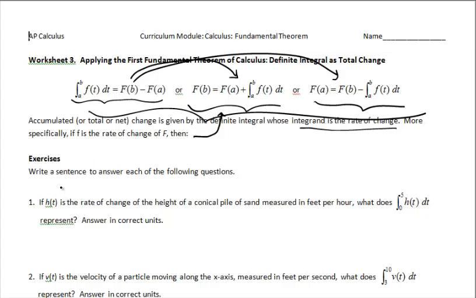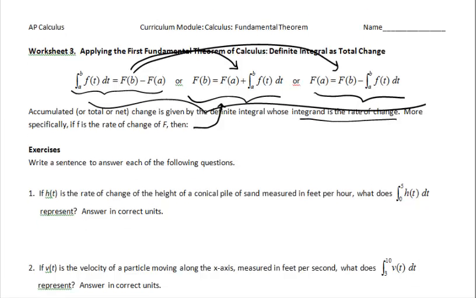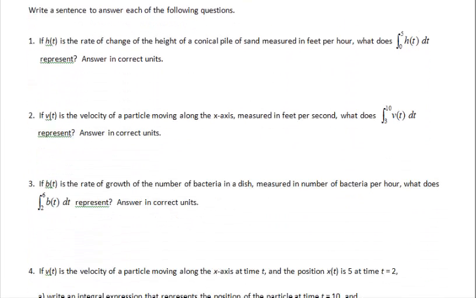All right, in these exercises, we're going to be interpreting the meaning of a definite integral. If h of t is the rate of change, so right there they're telling you that h of t is a derivative. And it's the rate at which the height of a conical pile of sand is changing. It's measured in feet per hour. So if you didn't catch rate of change here, with these words and h of t being a derivative, then feet per hour, the unit should indicate it's a derivative. All right, so what does it mean for us to integrate from 0 to 5 of h of t dt? And make sure to answer in correct units.